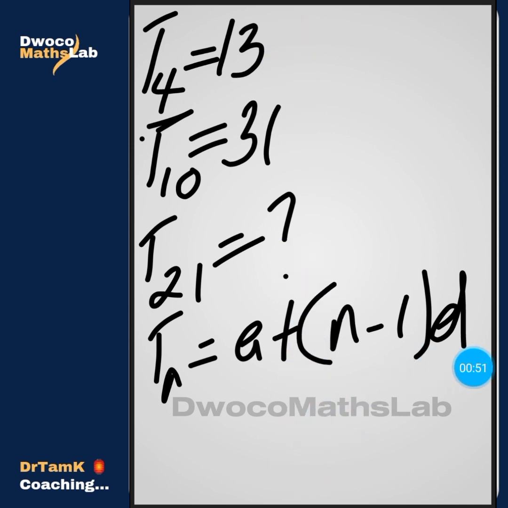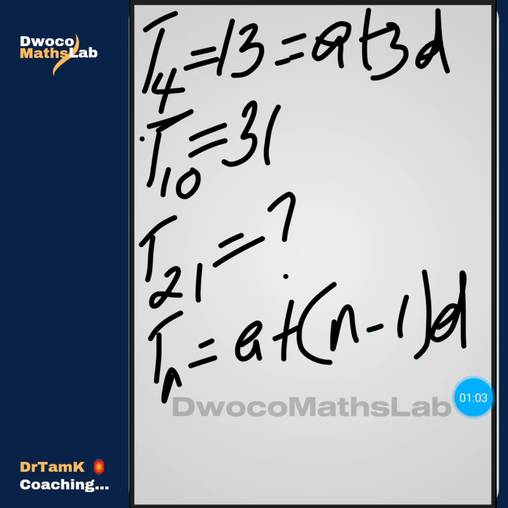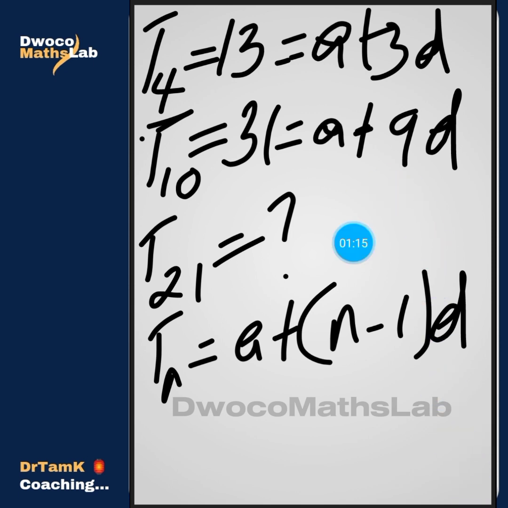So the fourth term gives 13 equals a plus (n minus 1)d, where n in this case is 4. Your n minus 1 is 3, which gives us 3d. Are you following? Now for the 10th term, n is 10, so 10 minus 1 is 9. That's going to be 31 equals a plus 9d. Is it clear to you? Very good.